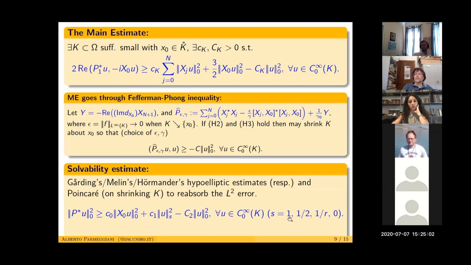So S is equal to 1 when the fiber of x naught does not intersect the characteristic set. This is because we have the full strength of the Gårding inequality. So this part here controls this with S equals 1. Or if we have Melin's inequality, then we have a 1/2. Or in general, the Rothschild-Stein estimate gives 1 over R, provided that the vector space spanned by the vector fields and the commutators up to order R is full.